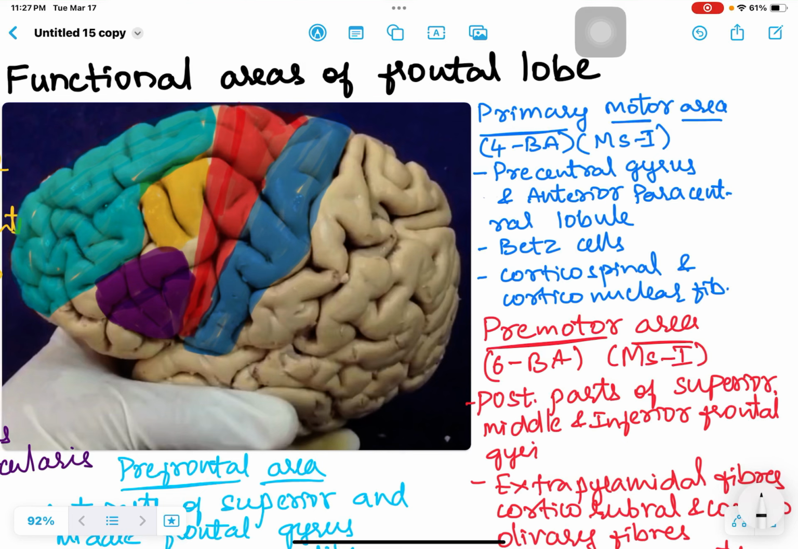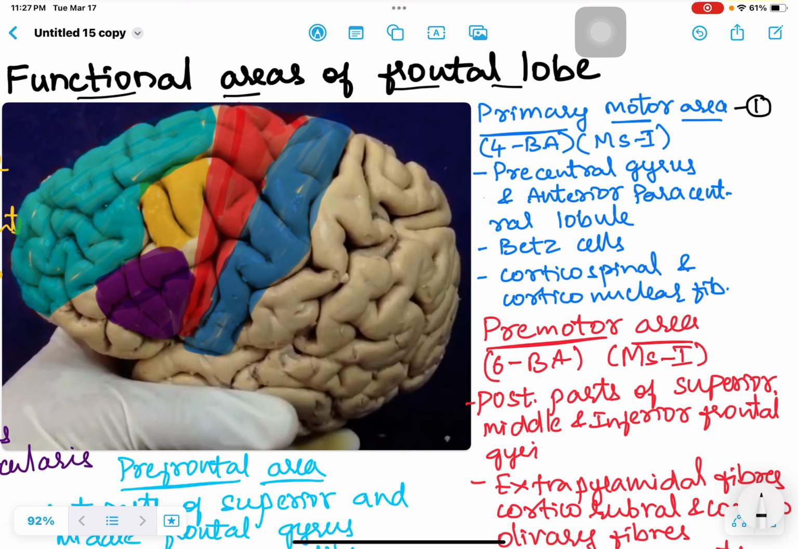Functional areas of the frontal lobe. So the frontal lobe is mainly responsible for motor actions. That is, it controls the movements of the opposite half of the body. So it has 6 main functional areas. Among that, the first one is the primary motor area.